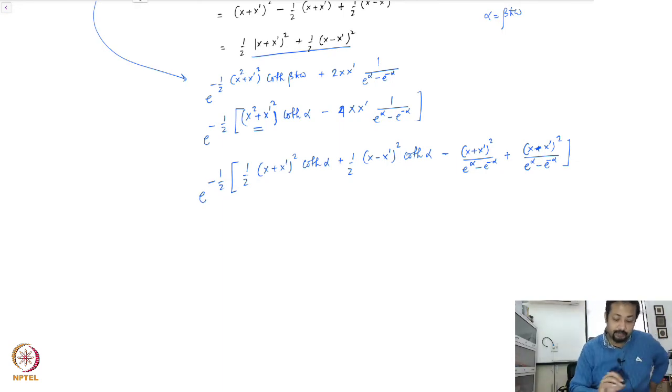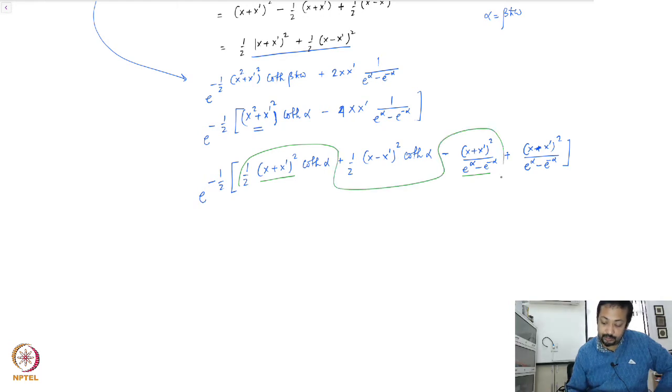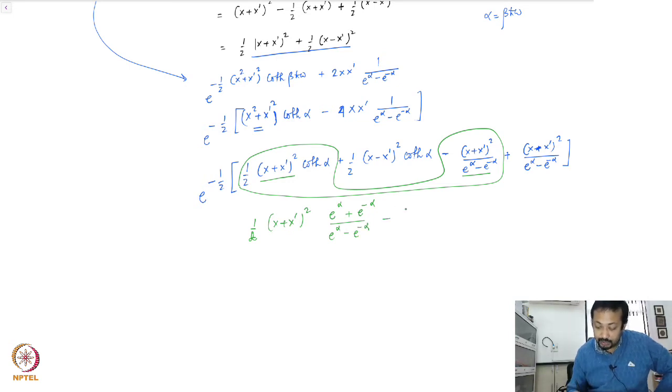It looks like a very complicated expression, but it's going to simplify very nicely. Let's take this term and this term together. I will group them together so that I have half of (x plus x prime) whole square times coth alpha, which is (e to the power alpha plus e to the power minus alpha) divided by (e to the power alpha minus e to the power minus alpha), minus 2 over e to the power alpha minus e to the power minus alpha.